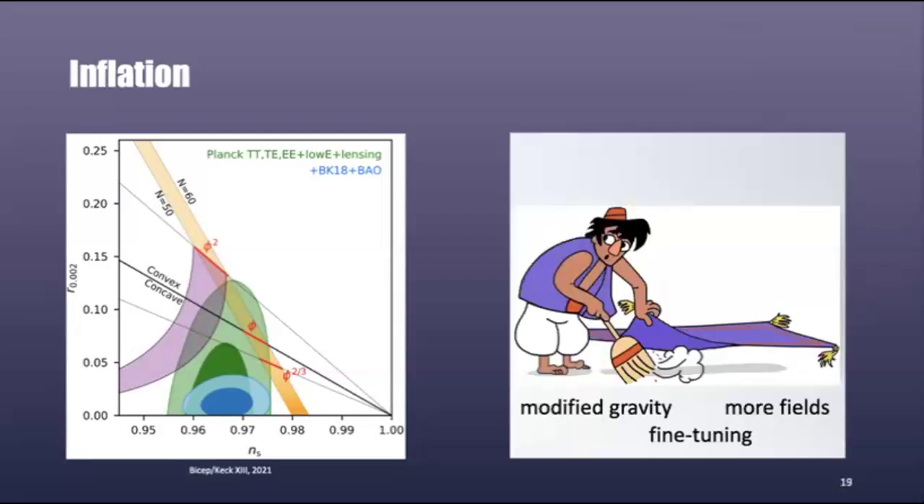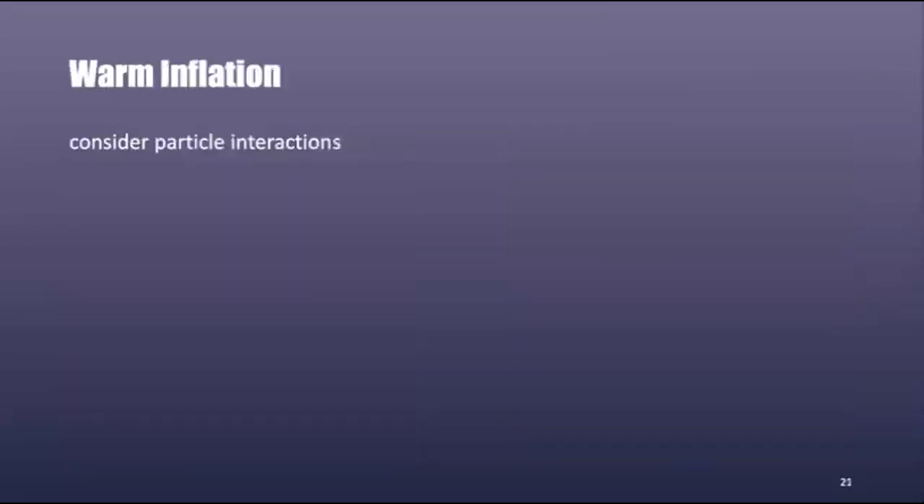So where does it leave us? Of course, inflation is still our most successful theory of explaining the early universe. And we have many, many candidates that do a great job of reproducing this data. The one thing that is true about all of them is that we need additional complexity. We need additional ingredients to be able to conform with the data. So that in itself is not an issue. I just want to emphasize it.